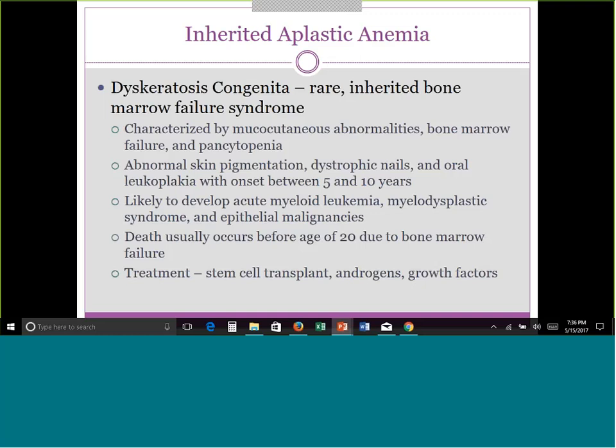The way that I remember this one is the dystrophic nails, you need keratin in your nails. And if I look at the word dyskeratosis, I remember that kera part as indicating nails. And so that's how I link it together.